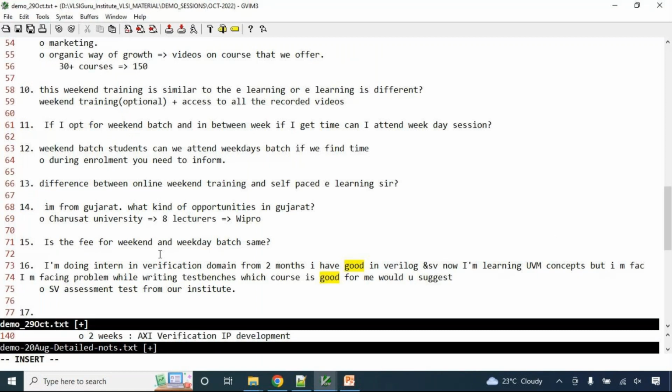In UVM, I am facing problems. Here also there is a weekly assessment test like that. Yes, if you are comfortable, then you can go for it.